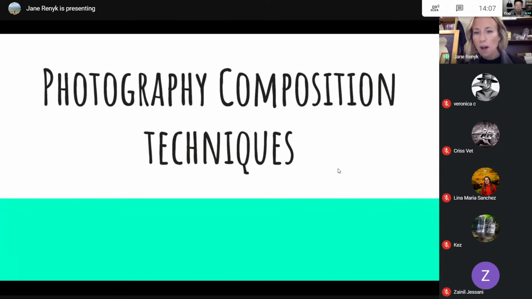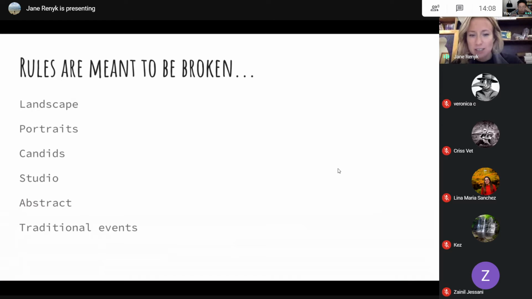Okay, so composition is really interesting to me. I'm a fan of articulating it in such a way that there are rules to photography. But that being said, it's really important to know that rules are meant to be broken as well. So as much as I'm talking to you guys about rules, I think it's really important to understand how they're used. And then once you really get into photography a little bit more, you're going to break them all the time, but intentionally.